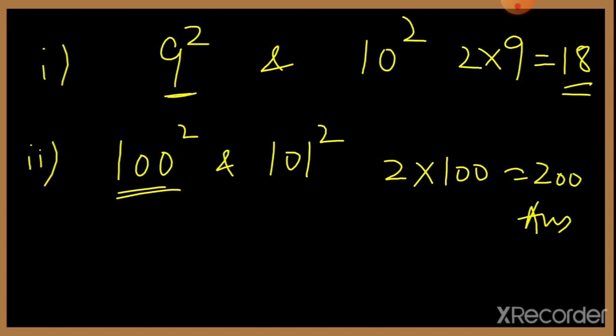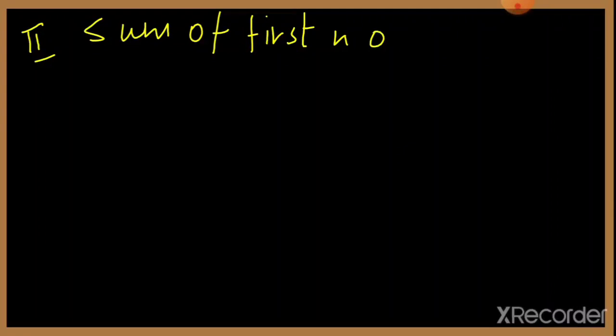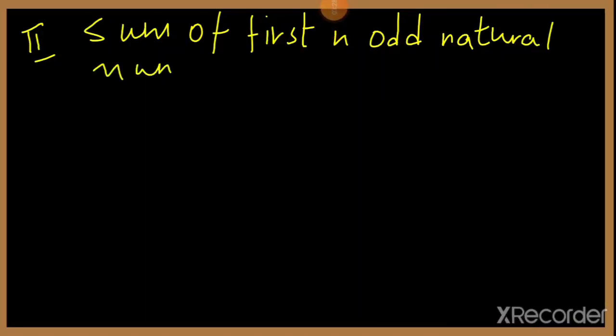Now coming to the second concept. The second concept is that the sum of first n odd natural numbers is n square. This is a very important concept. Sum of first n odd natural numbers is n square.